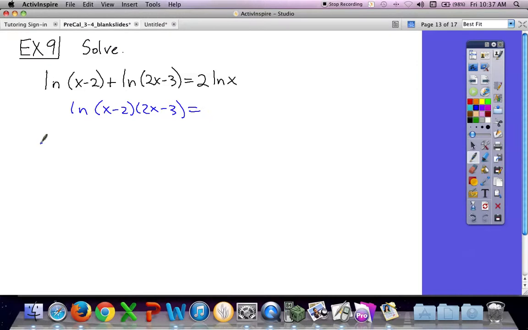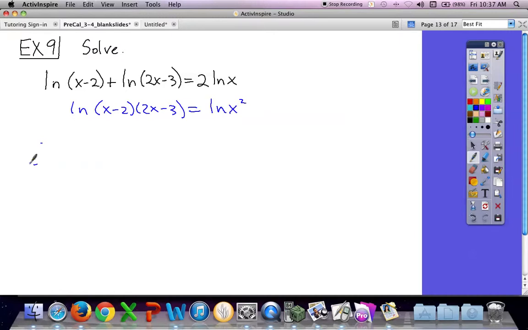What property can I use on the right-hand side? The exponent, the power property, right? So how would I rewrite that? Ln of x squared. Okay.